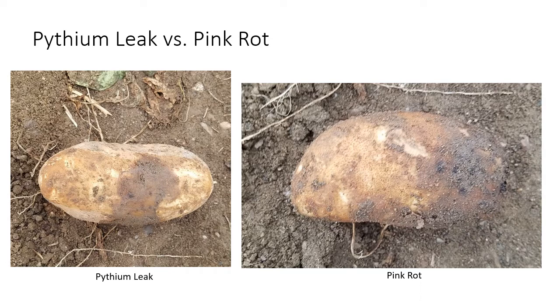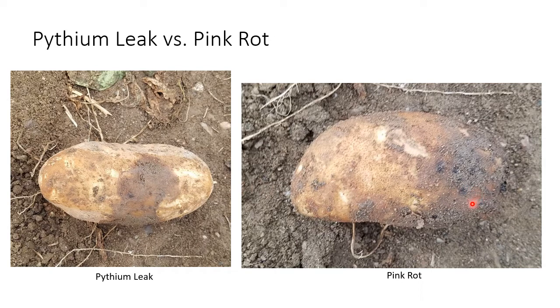Pythium leak and pink rot are two diseases that can be found in potatoes both at harvest and in storage. The photo on the left shows Pythium leak, and this is characterized by what appears to be a wet area. The lenticels and the eyes may have a black appearance, and this is very similar to what you might see with pink rot, which is shown here on the right.